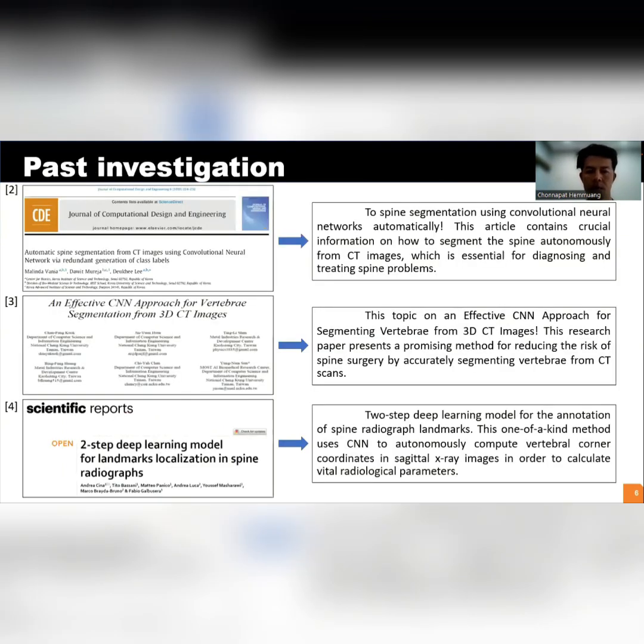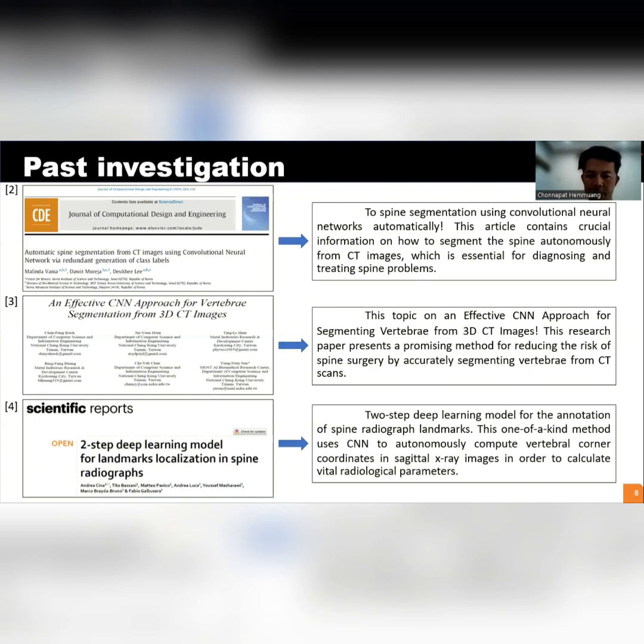Okay, the first person compared CNN networks used to automatically divide vertebrae into parts. This paper has important information about how to separate the spine from CT scans, which is needed to develop and diagnose spine problems. Okay, the second person. This study is about a CNN method that works well for separating vertebrae from 3D CT images. This paper shows a promising way to lower the risk of spine surgery by correctly separating vertebrae from CT scans.